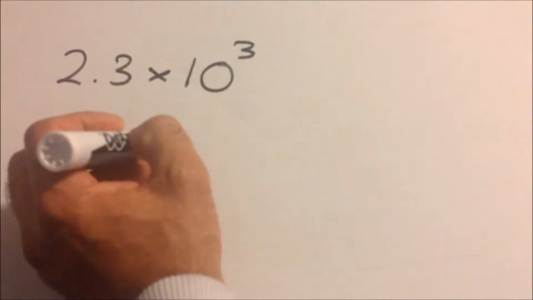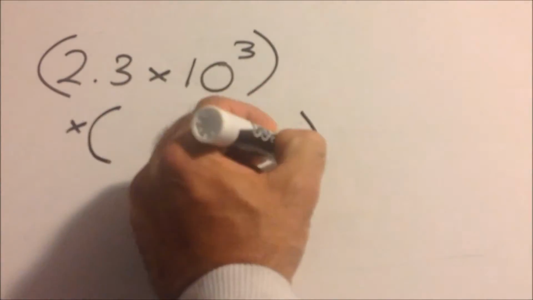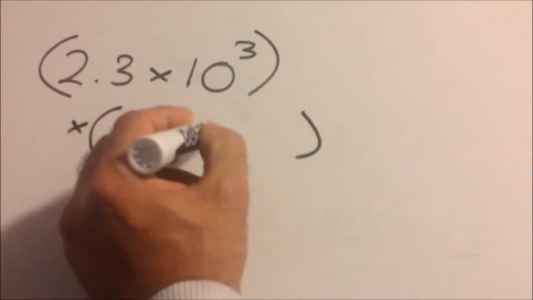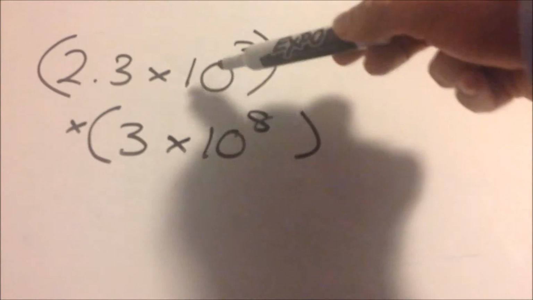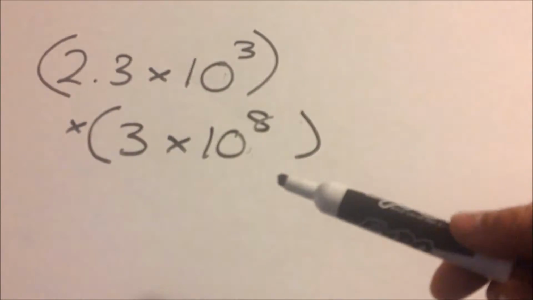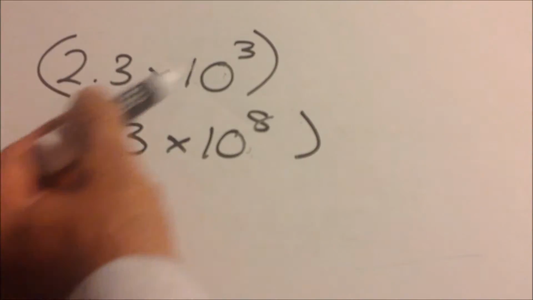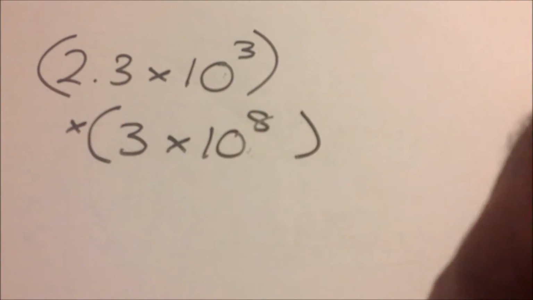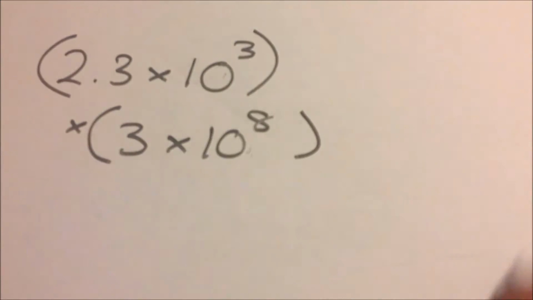So let's do another example here. Let's say we had 2.3 times 10 to the third power, and we want to multiply it by, let's say, 3 times 10 to the eighth power. Now they have the same base because it's 10. So what you're going to do is multiply 2.3 times 3, and then keep the base and add the exponents. So multiply 2.3 times 3 and see what you can get in scientific notation.